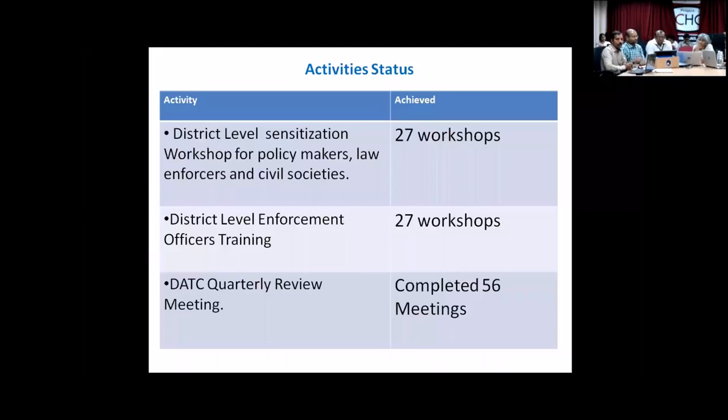Under our project, we have completed 27 workshops on district level sensitization. The key objective of this workshop is to sensitize the government officials about the tobacco control laws, the ill effects of tobacco, and the role of government officers in implementing the tobacco control law, that is COTPA, the Cigarettes and Other Tobacco Products Act 2003.